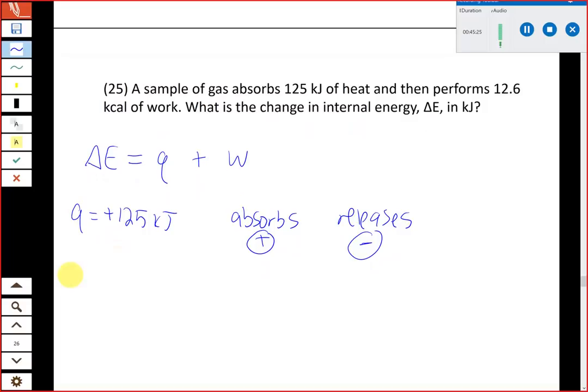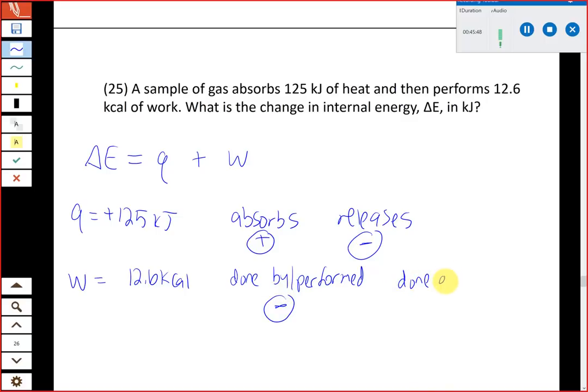And then if we go to the W part, the magnitude of that is going to be 12.6 kilocalories, but we need to make sure we get the sign correct. So if work is done by the system or performed, that's going to be a negative number. And if work is done on the system, then it's going to be a positive W. So in this case, it says the system performs 12.6 kilocalories of work, meaning the system is doing work on the surroundings. The work is done by the system, so this should be a negative number.